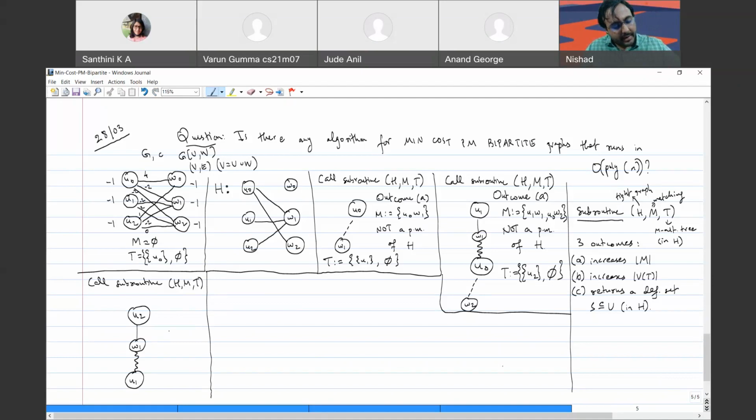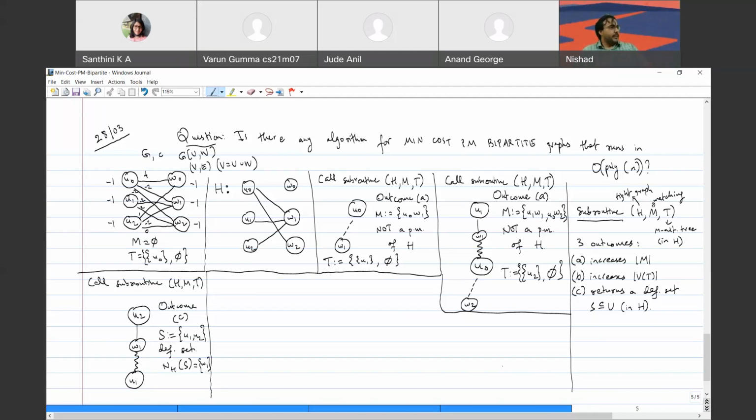So what we have here is a deficient set. And the deficient set is simply the U vertices in this tree, and the neighborhood will be simply the W vertices of this tree. So we have the deficient set U1, U2. So this is a situation where we have run into outcome C. We have found a deficient set. Okay, so this is our deficient set, and the neighborhood of this set in the graph H is simply the vertex W1.